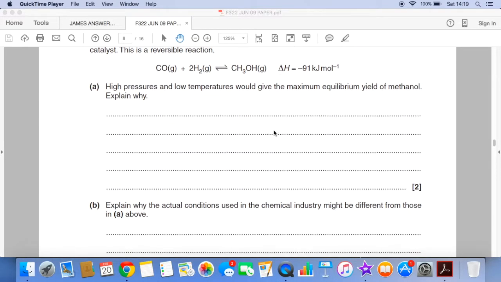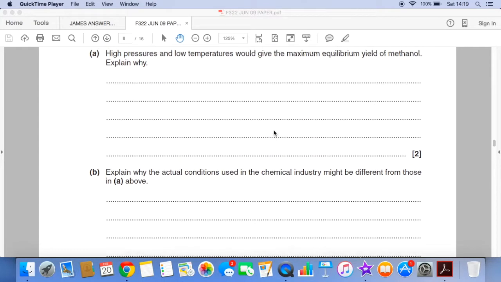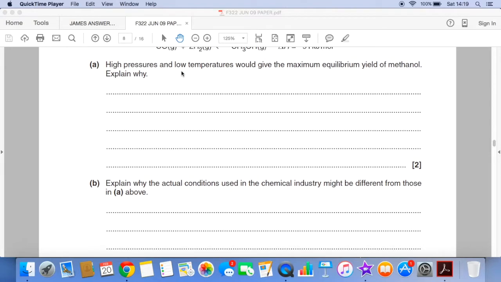We then have to make some kind of comment on why the actual conditions used by the chemical industry might be different. So why do they not use a high pressure and why do they not use a low temperature?